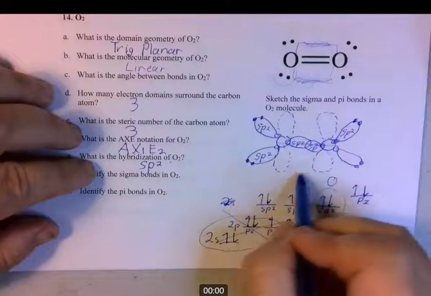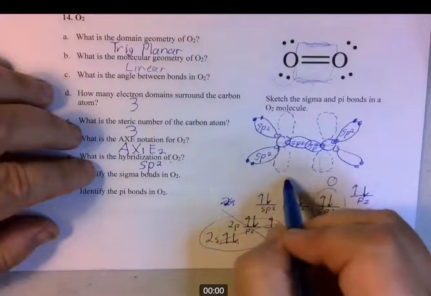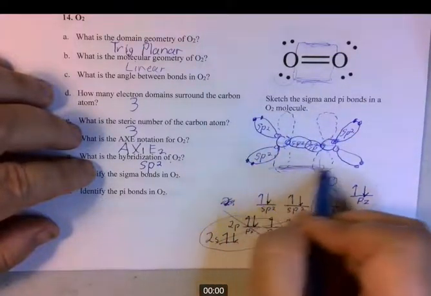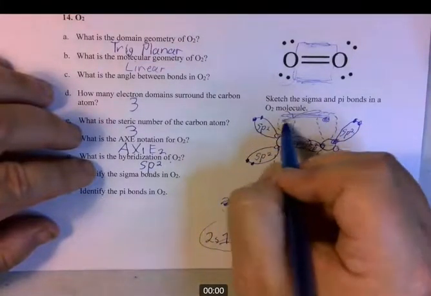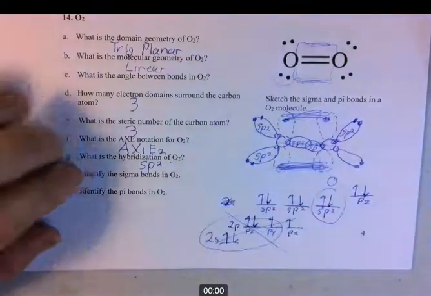Again, a pi bond is a sideways bond. These 2 guys are sticking this way and this way, but they form a bond in this direction. They each have an electron somewhere in there. Let's just assume they're both up here, and they form a bond there.